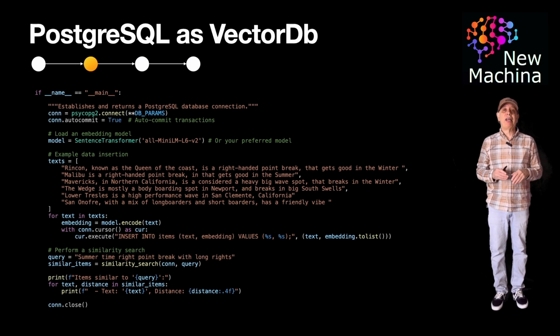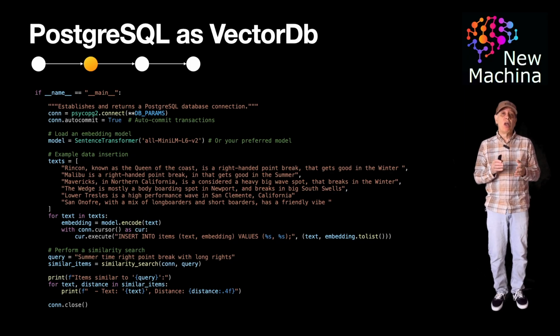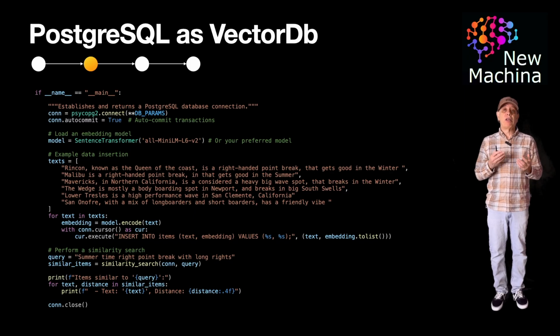Next, I instantiate a sentence transformer object. This is my embedding model. I use this to create vector representations for chunks of text. Now, I define an array of text objects. In this example, I create some text objects describing various surf spots in California. Malibu, Rincon, Mavericks, along with other surf spots are included in these text chunks.